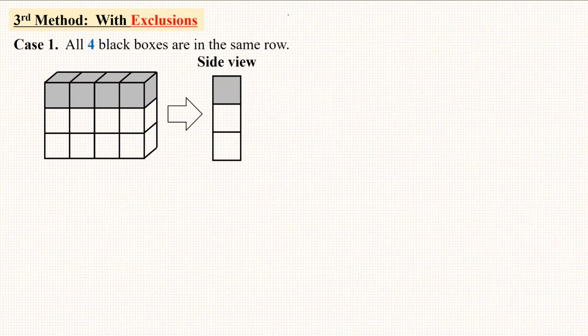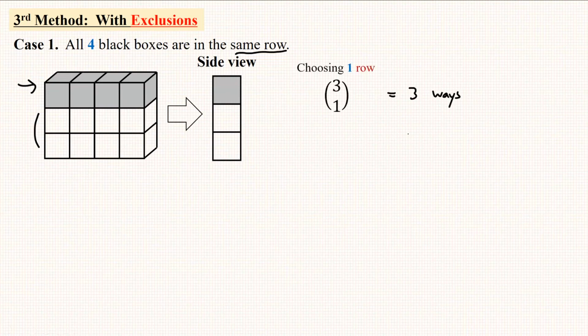So the first case is when all 4 black boxes are in the same row, so that 2 rows remain unchanged. Here, all we have to do is to choose one specific row where all 4 boxes are to be replaced, so there are a total of 3 choose 1, 3 ways.